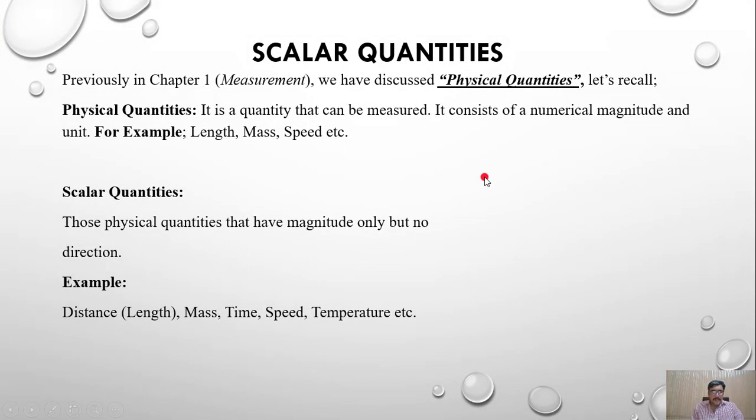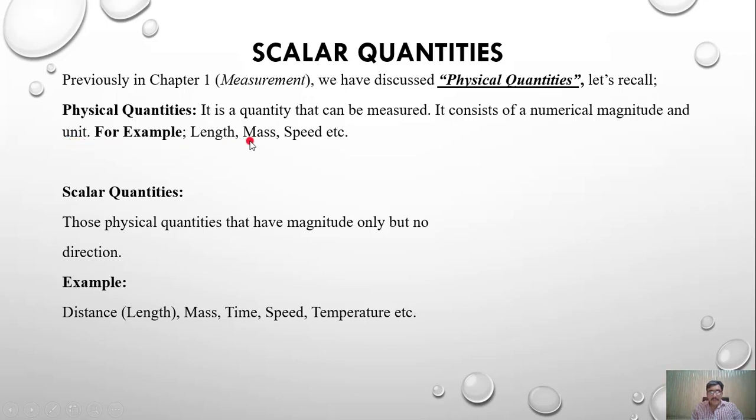Scalar quantities. Previously in chapter 1, that was of measurement, we have discussed physical quantities. Let's recall physical quantities. A physical quantity is a quantity that can be measured, and it consists of a numerical magnitude and a unit. For example, length: you can measure its numerical magnitude, and once you measure it, you also include a unit with it. For example, the length of a table is 5 meter. 5 is your numerical magnitude and meter is the unit of length.